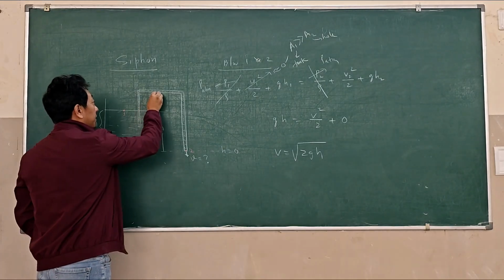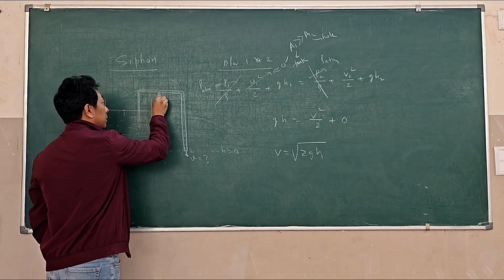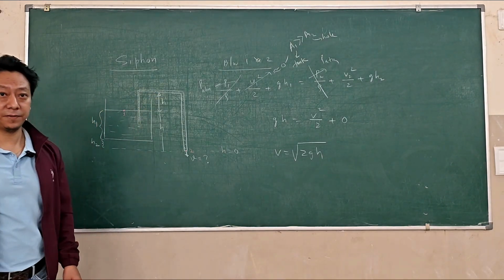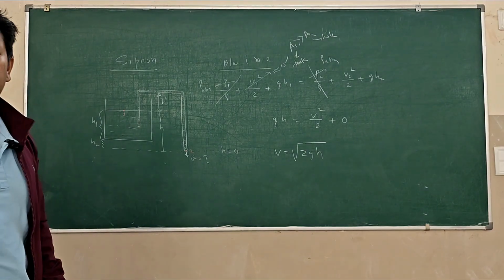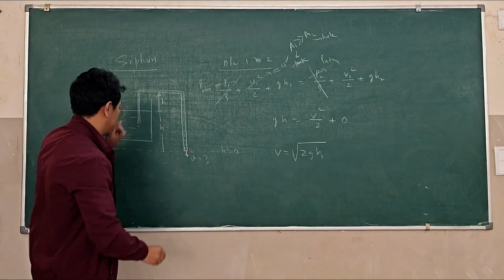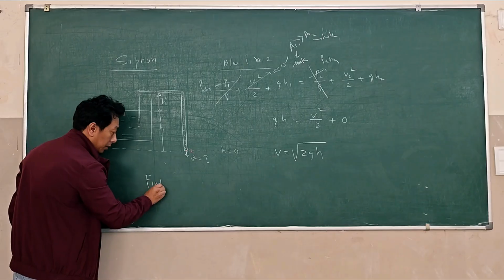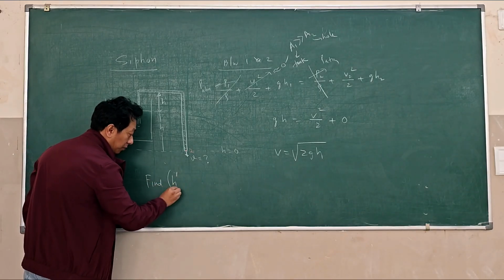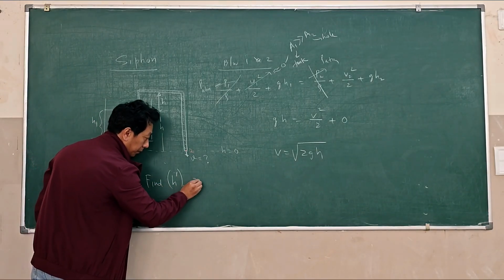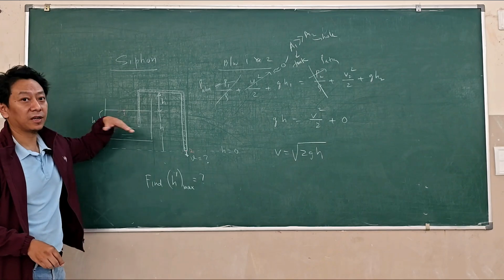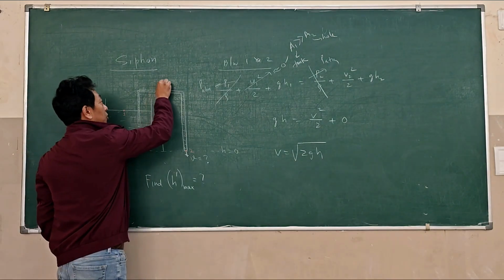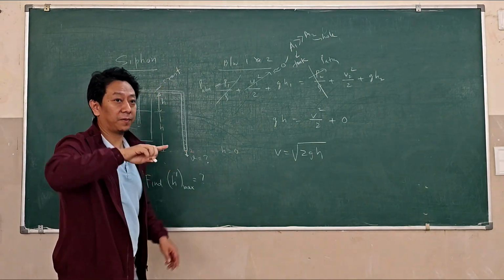If this height is too large, so we will try to find what should be the maximum value of this. So find the maximum value of this. What should I call this height? Height of the crest. This is called the crest of the pipe.